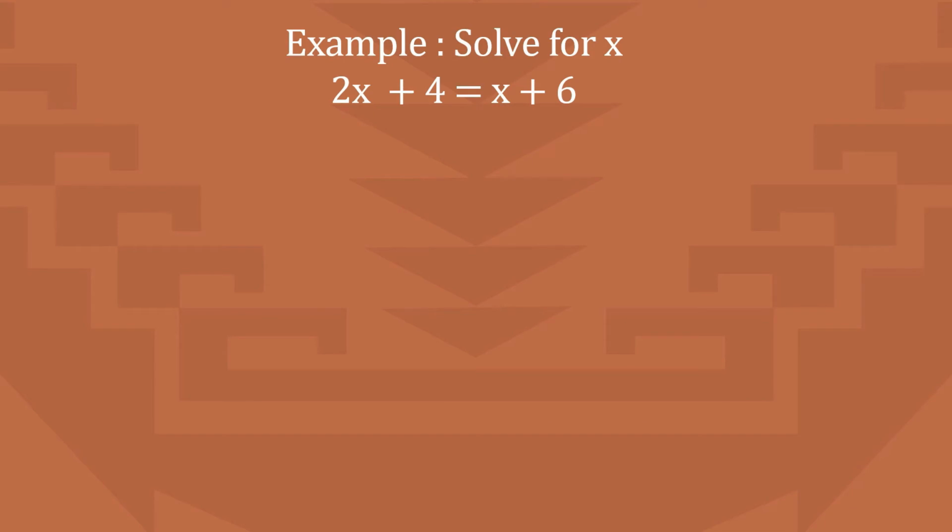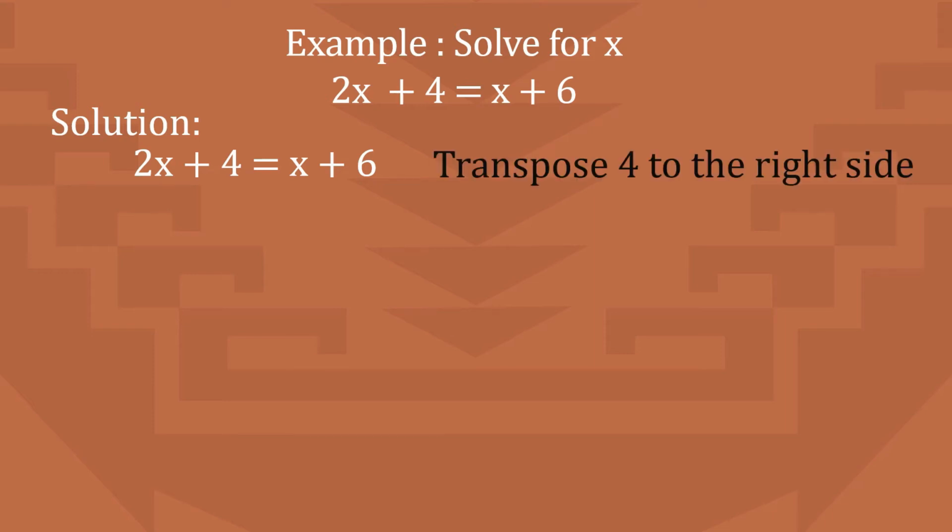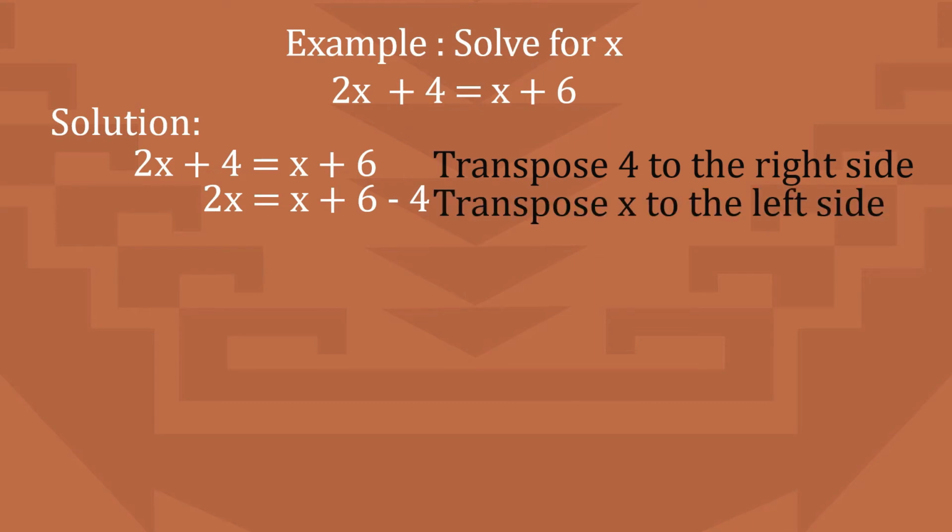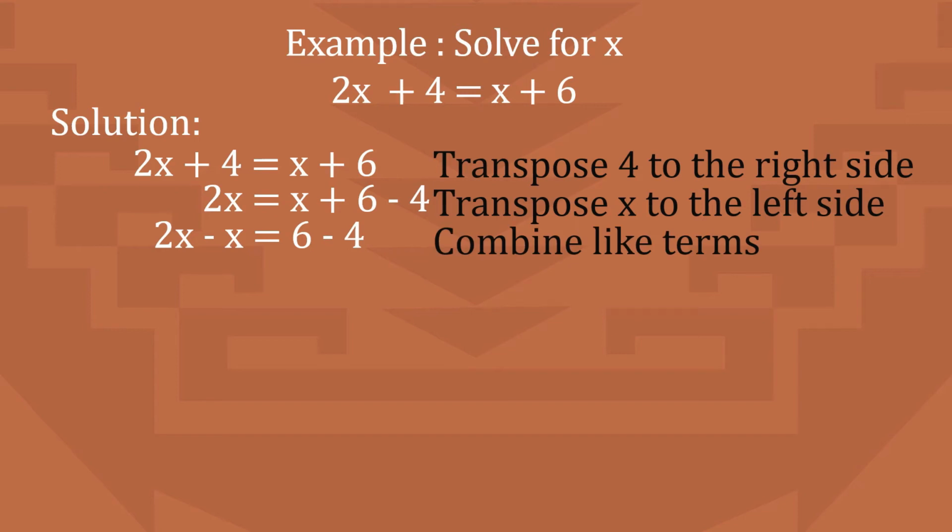Another example, solve for x in 2x plus 4 equals x plus 6. Solution, copy the equation, 2x plus 4 equals x plus 6. Transpose 4 to the right side. It will become 2x equals x plus 6 minus 4. Transpose x to the left side. It will become 2x minus x equals 6 minus 4. Combine like terms. x equals 2. Check.